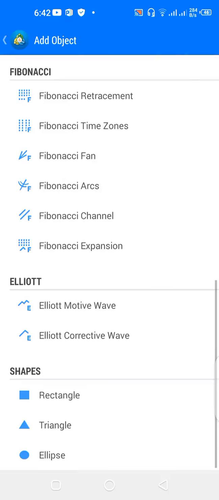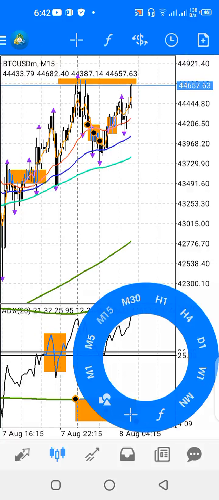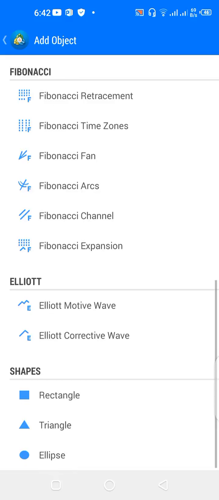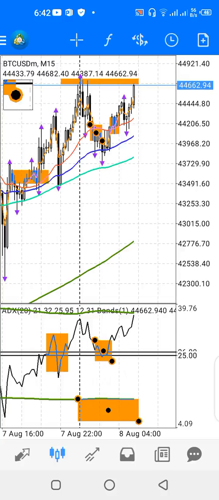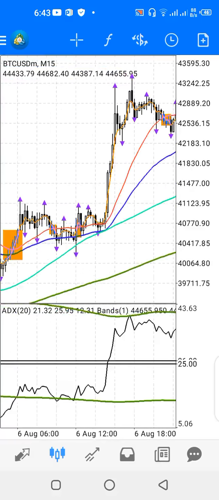25-26 ADX line, it's good for you to buy. Now, as long as the black line continues to stay above the 25-26 ADX line, you can always buy confidently. You don't have any issue. Okay, so that's for when to buy.